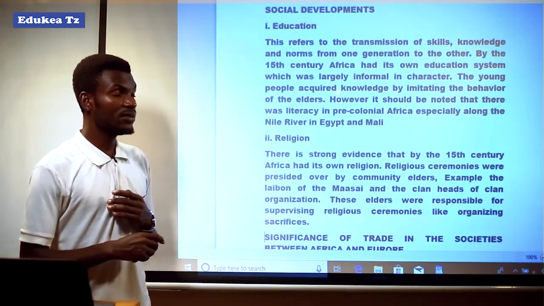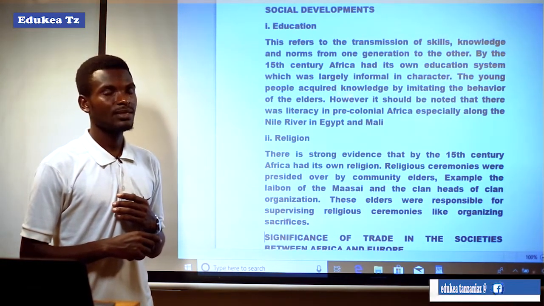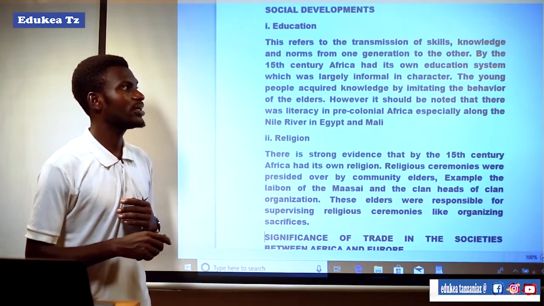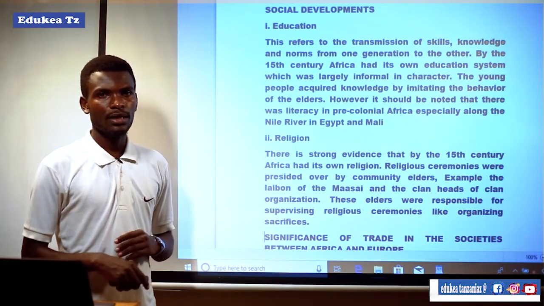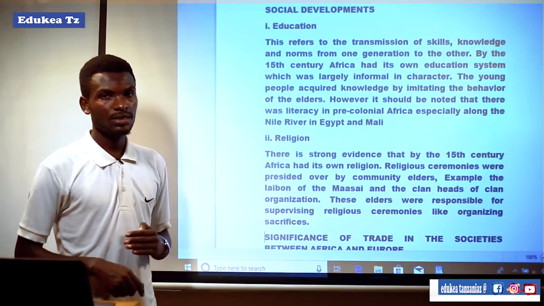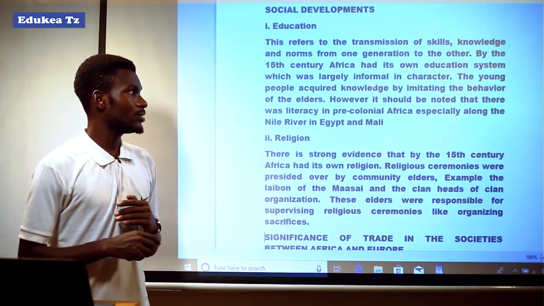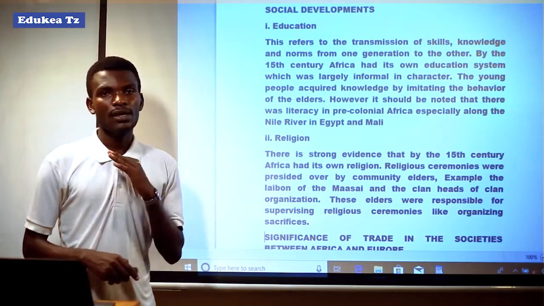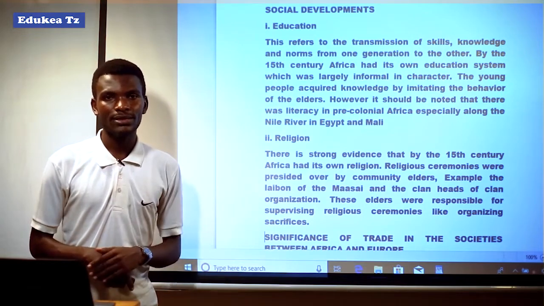By the 15th century, Africa had its own education system which was largely informal in character. It means that before the coming of colonialists, Africa had its own education system which was informal in nature. The young people acquired knowledge by imitating the behavior of their elders. It means that the young people in the society acquired knowledge and skills through imitating what their elders were doing.